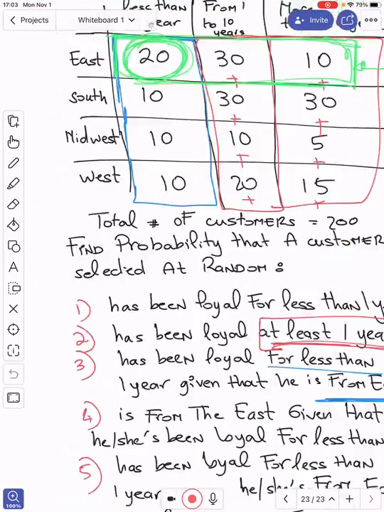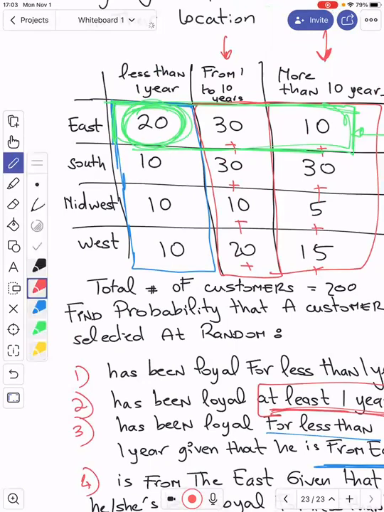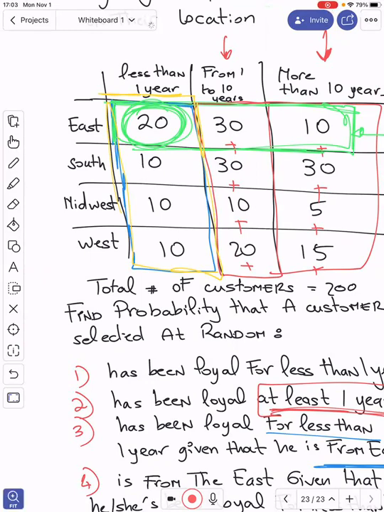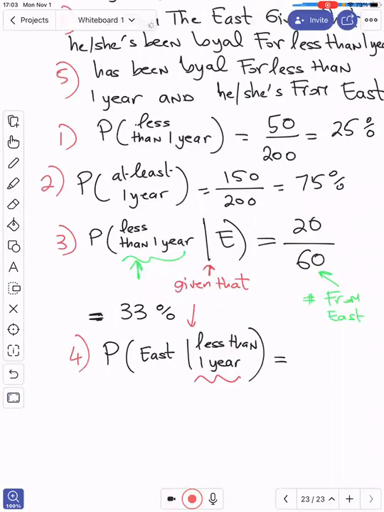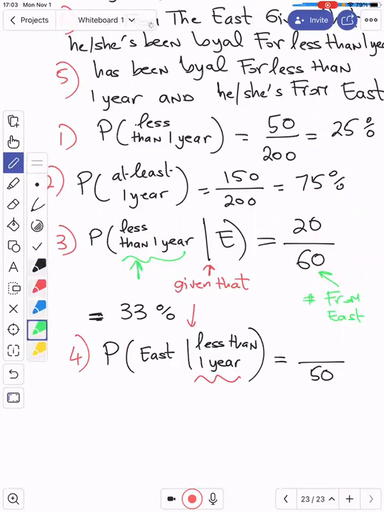So for less than 1 year in total, well, that will be again the first column, right? And the first column, we have a total of 50 customers, right? They have been loyal for less than 1 year. So 50 customers, they have been loyal for less than 1 year. So we need to divide by 50, right? So this is the number of customers that have been loyal less than 1 year.